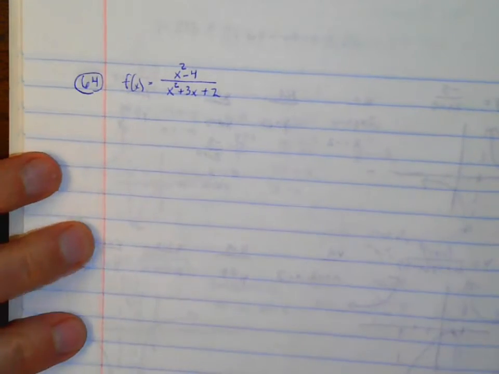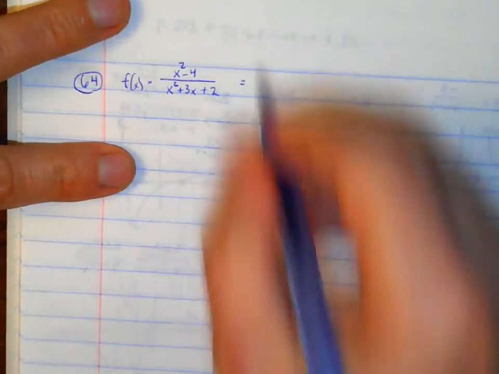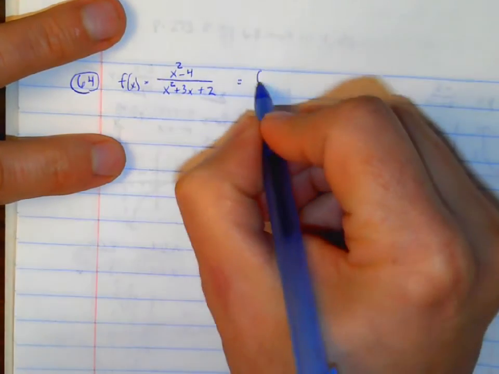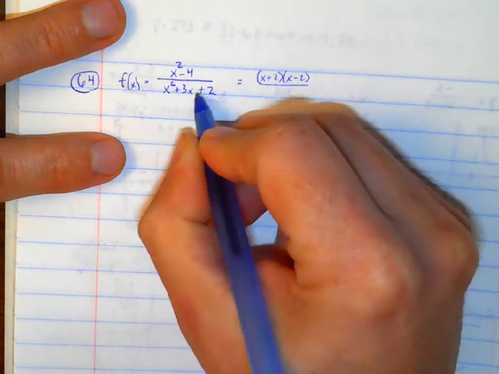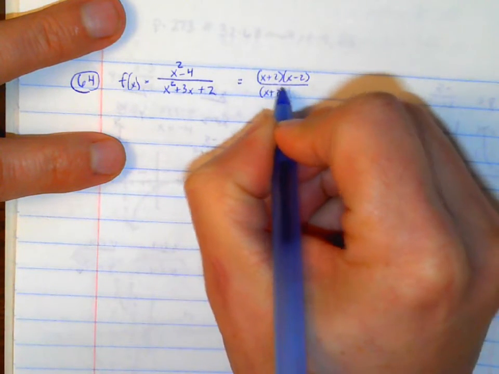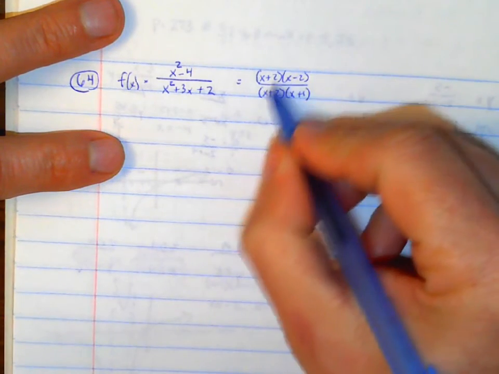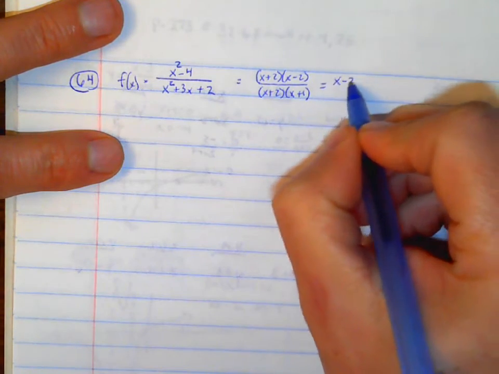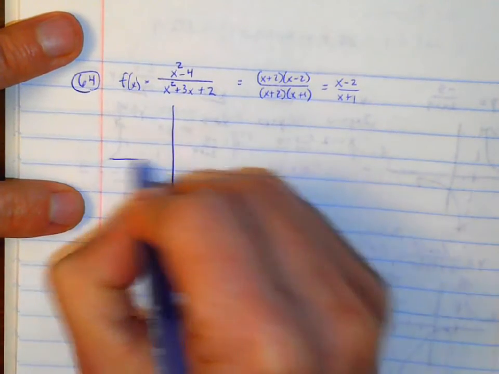64 is another unique one, because I just kind of recognize this. You can work it out too. But you know the top there is x plus 2 and x minus 2. And the bottom would factor to be x plus 2 and x plus 1. Notice those two would cancel. I'd just be left with x minus 2 over x plus 1. So that's essentially what we're graphing here. Let's go through it here.